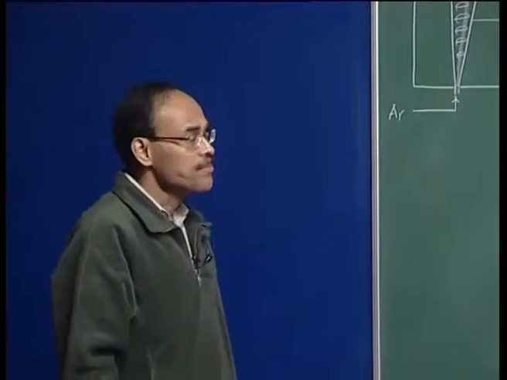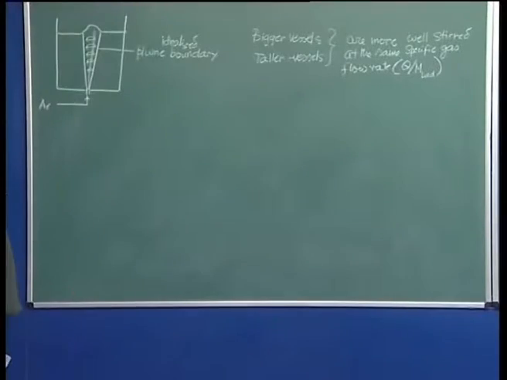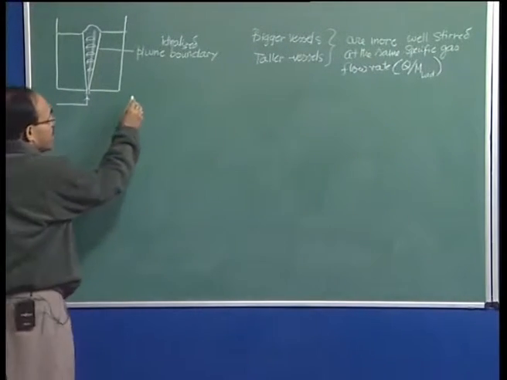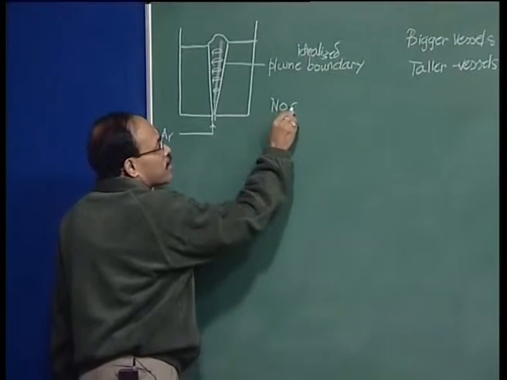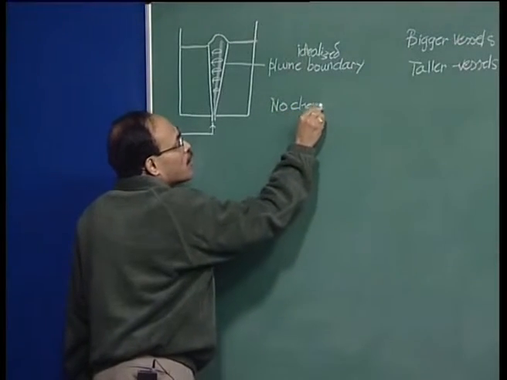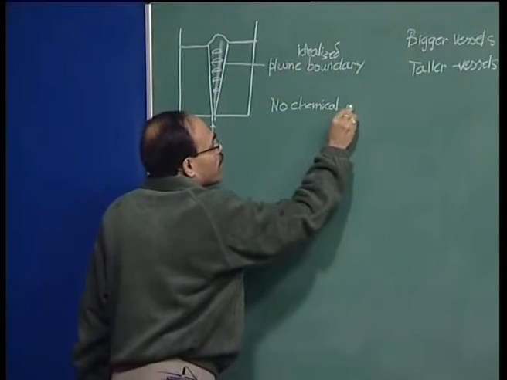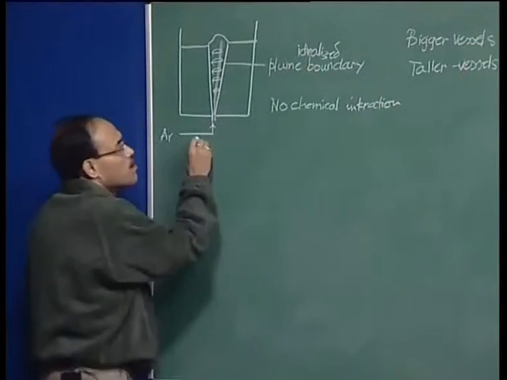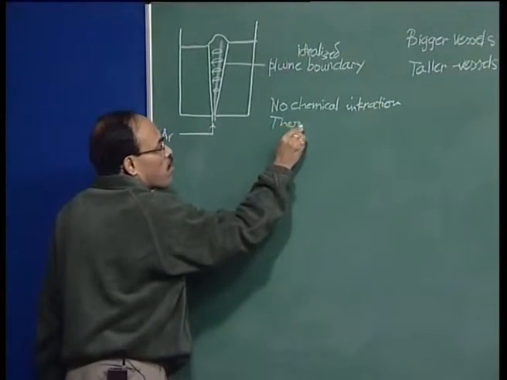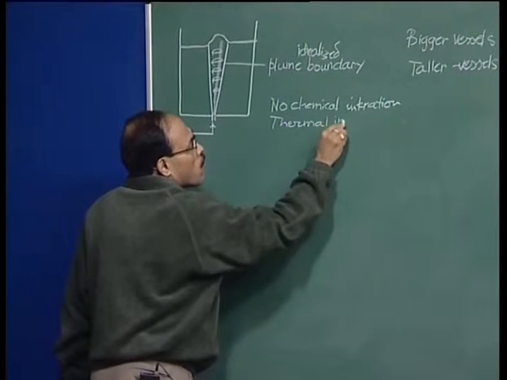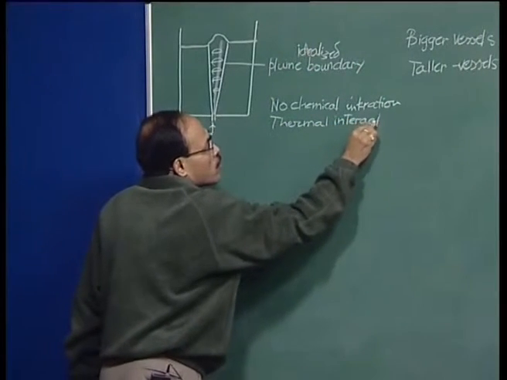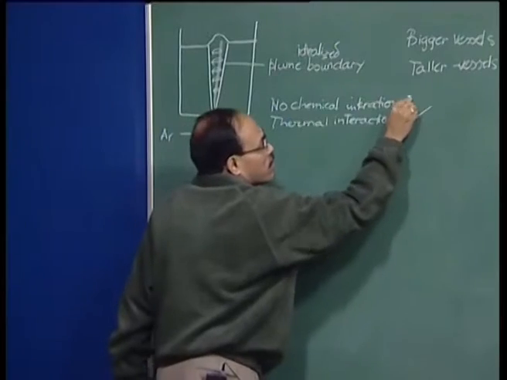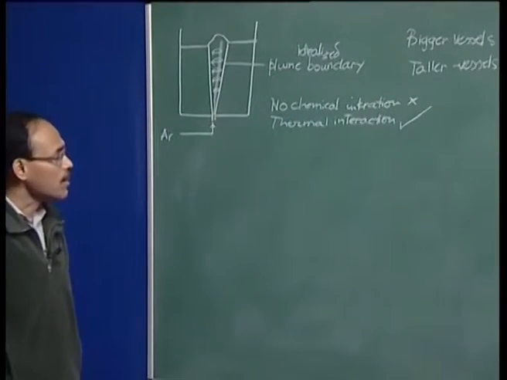Let us now examine the issue of gas liquid interactions in the ladle. Typically, because argon is injected, we would say that there is no chemical interaction, because the solubility of argon in steel is negligible. So, whatever interaction is possible in the system is basically thermal interaction. So, this is significant for us, thermal interaction.